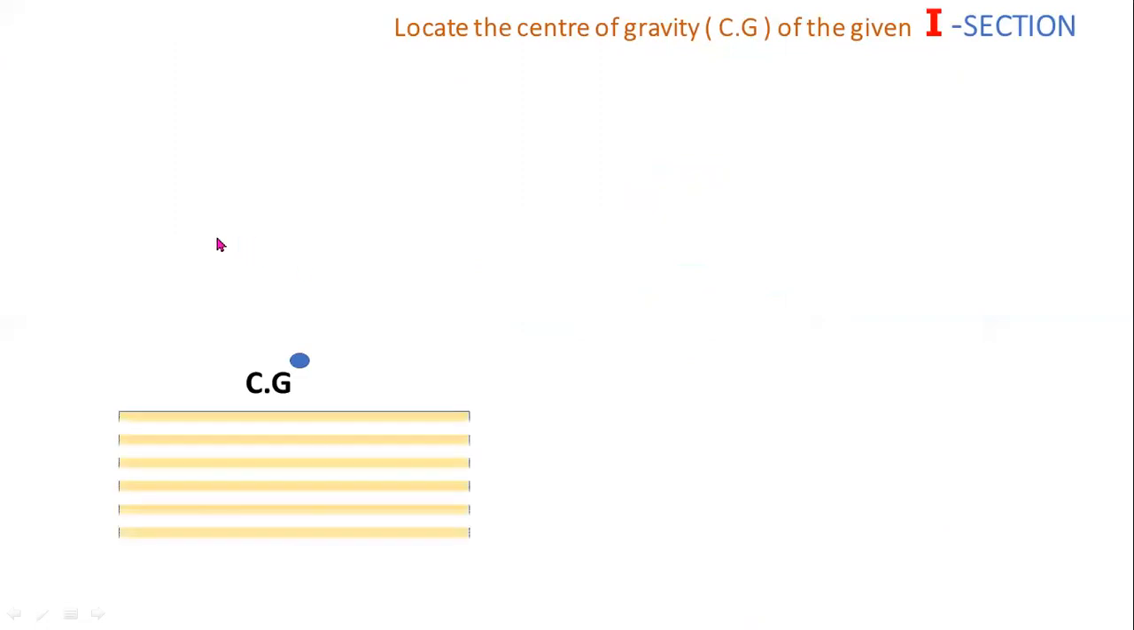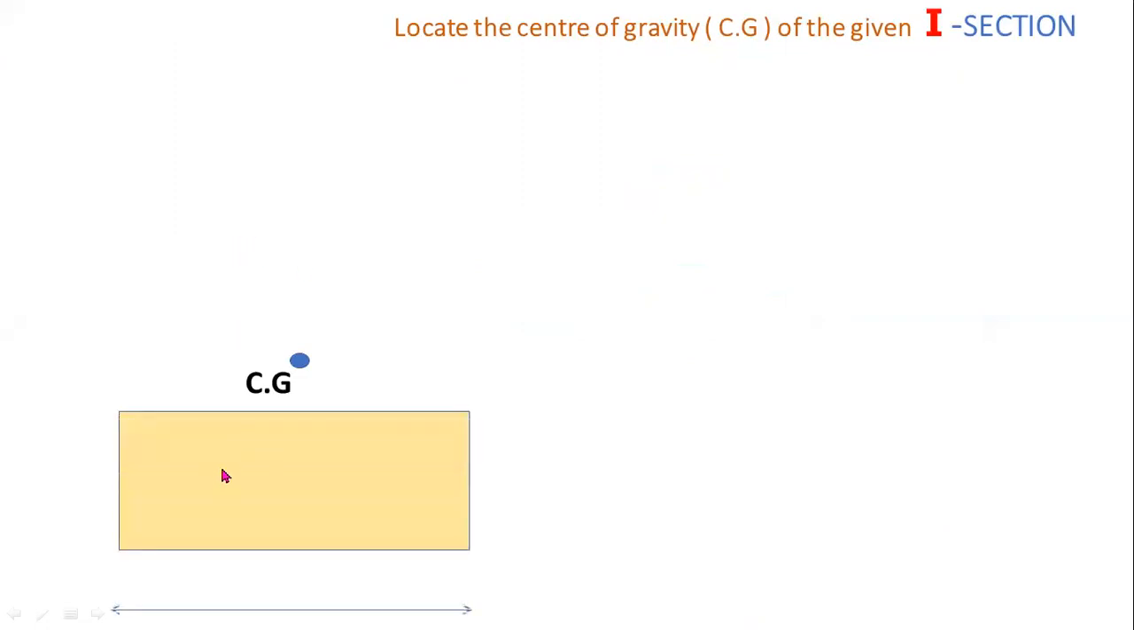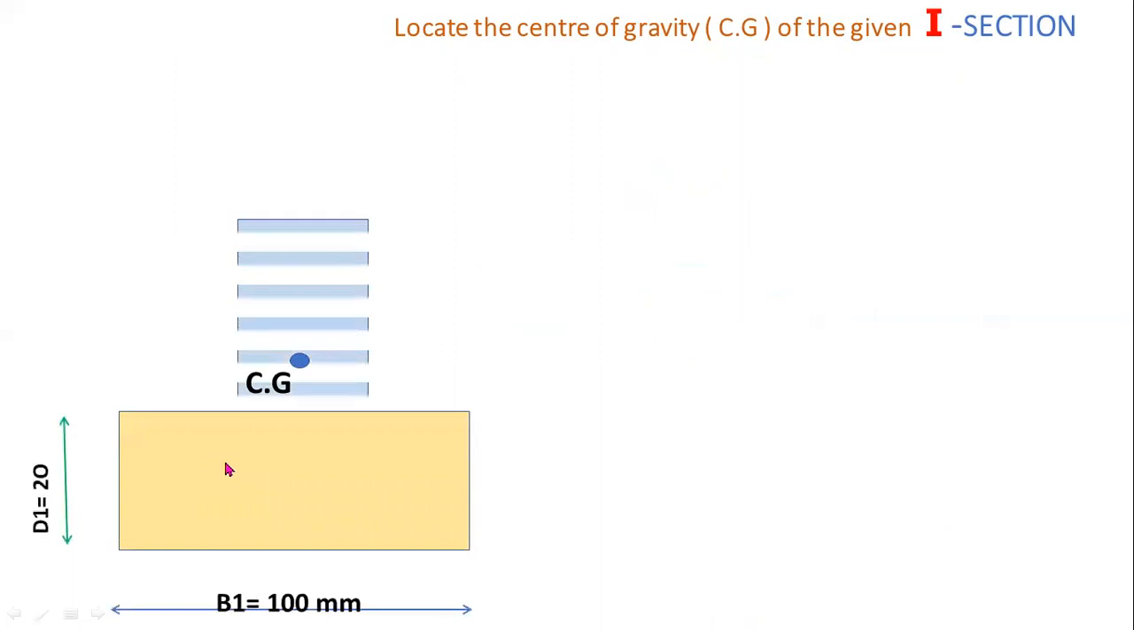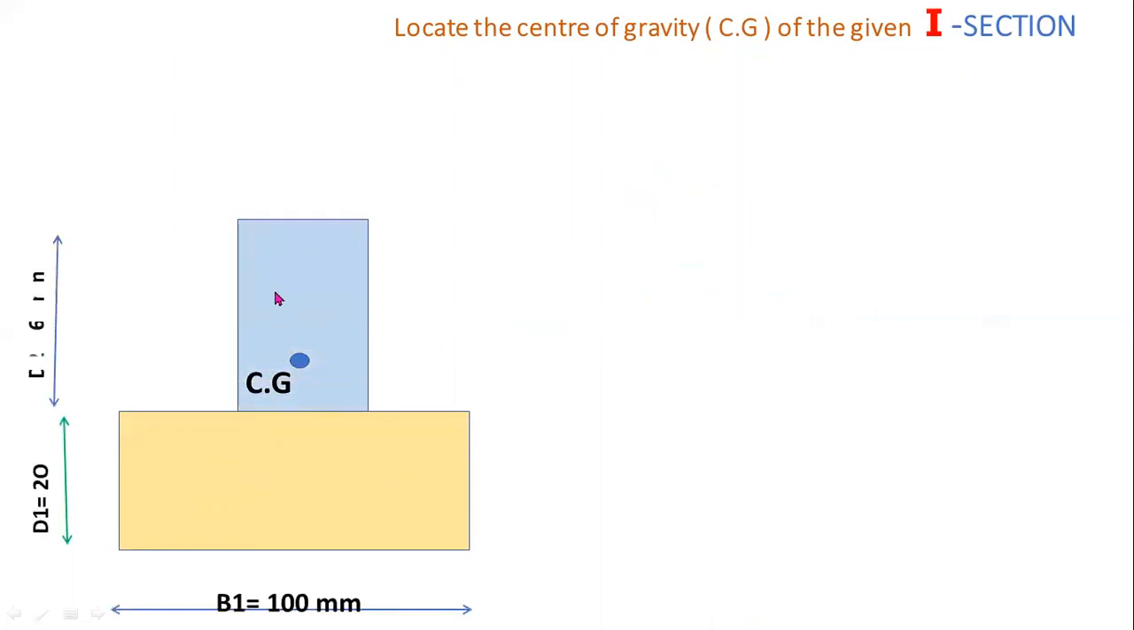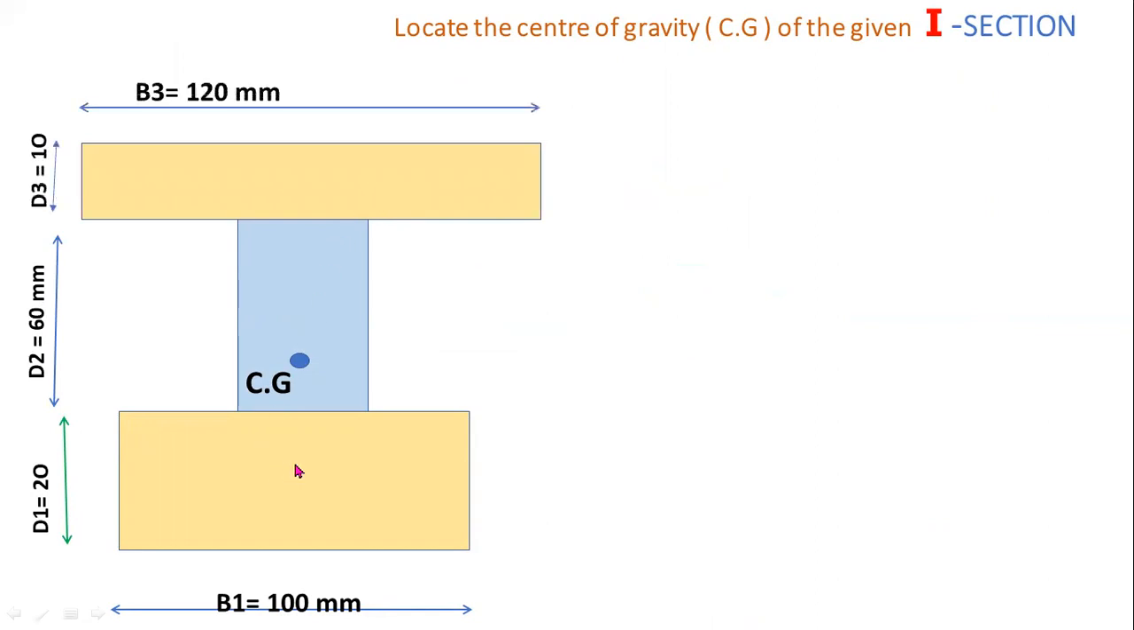Now I am showing the position of the centroid of the entire I section. This is the bottom flange. Now this is the web. Now this is the top flange. This is the reference x axis. This is the symmetric y axis.